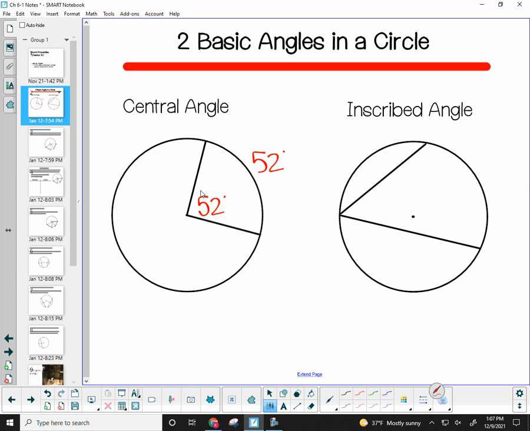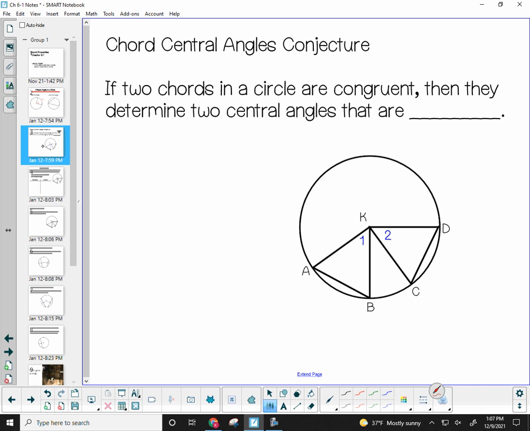We're going to go over 5 properties, 5 conjectures, and then we're just going to practice them. We're going to talk about each one first, and then we're going to practice them. So here's our first conjecture. It says if 2 chords in the circle are congruent, then they determine 2 central angles that are congruent.